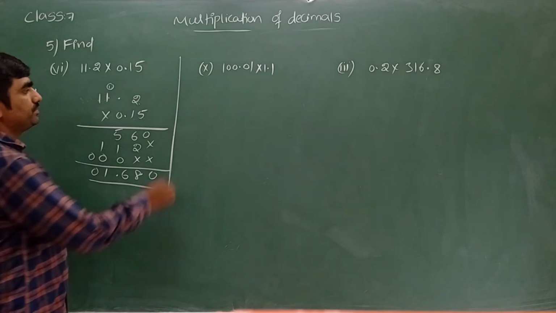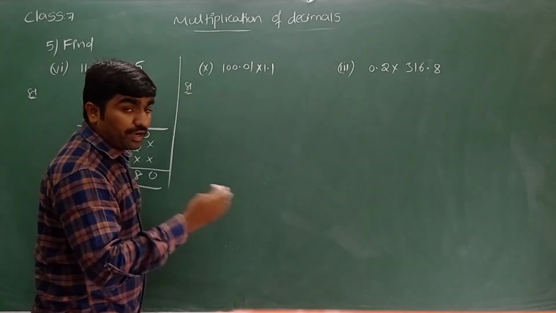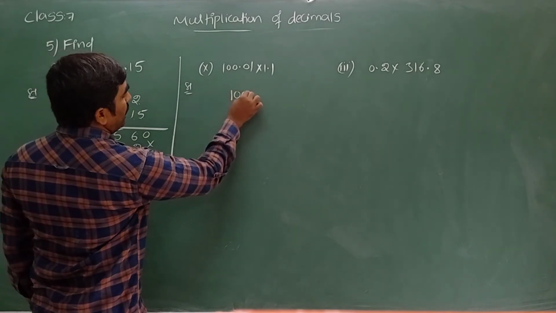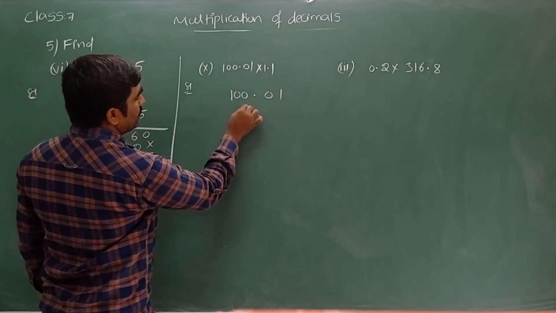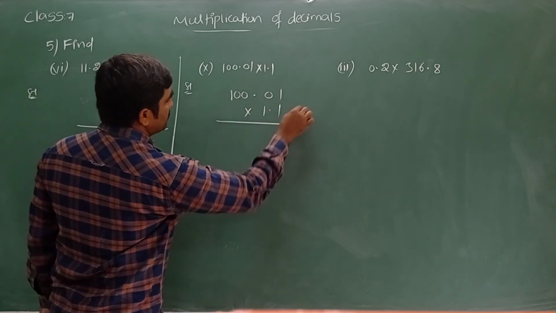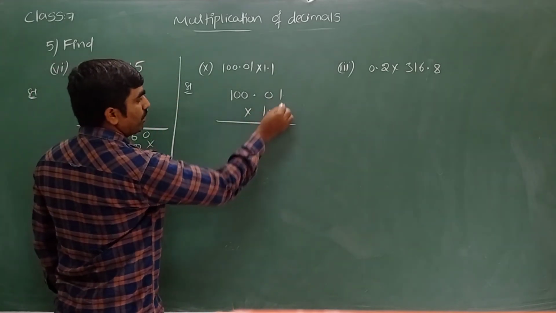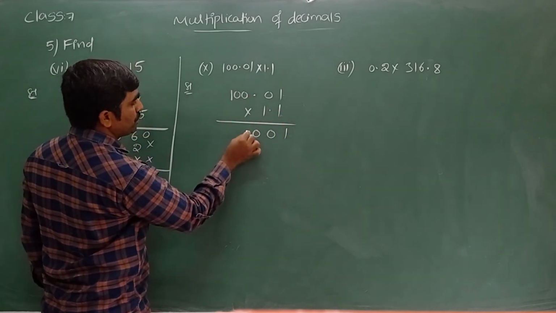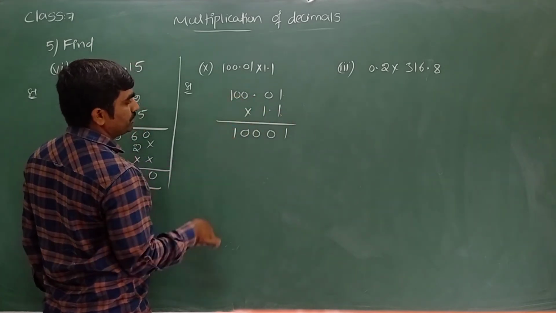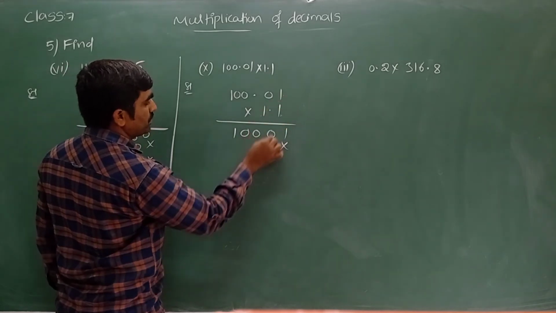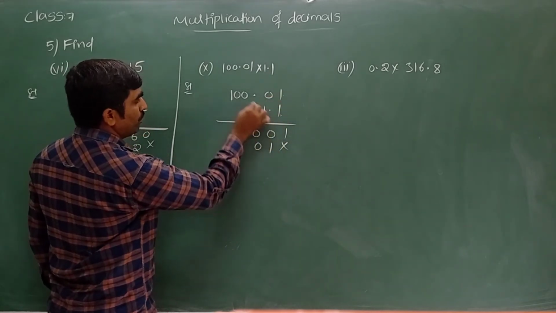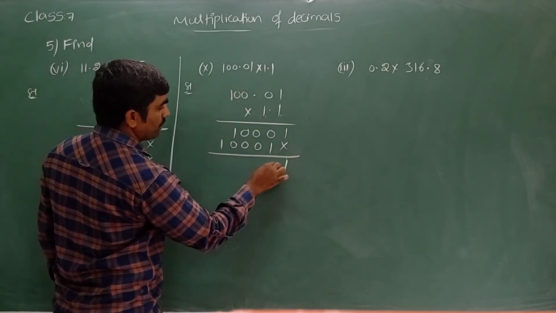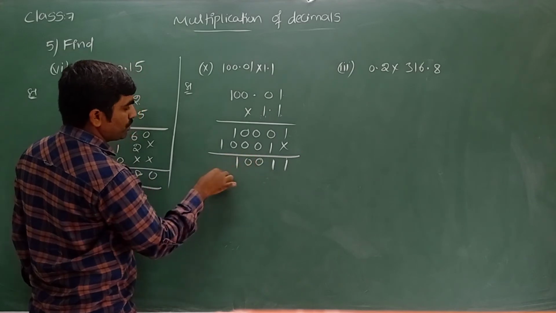Now let's see the next one. Even here also we need to multiply decimal with decimal. How can we multiply decimal by decimal? See, 100.01 into 1.1. Multiply them first. 1 table. 1 1 1, 1 0 0, 1 0 0, 1 0 0, 1 1 1. Again 1 table. 1 1 1, 0 1 0, 1 0 1, 1 1. Yes. 1, 1, 0, 0, 1 plus 0, 1, 1.